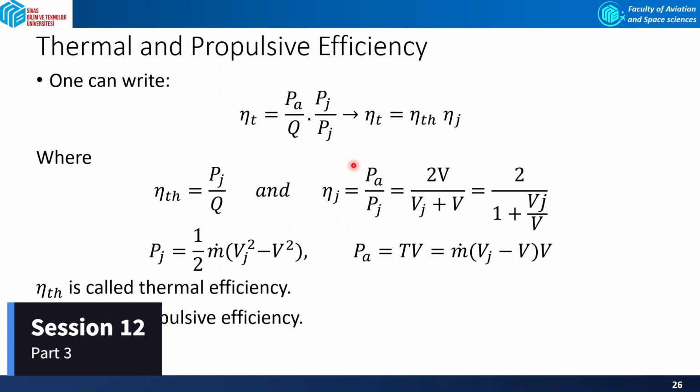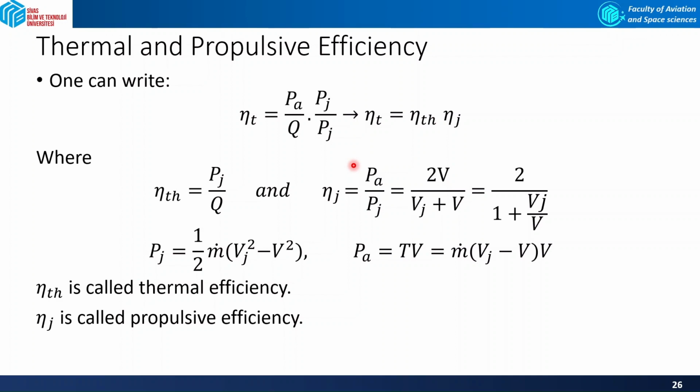Now what we want to do is decompose this total efficiency, eta total, and we can decompose it into two different efficiencies, the multiplication of two different efficiencies. But first, let's look at the physics of these two.